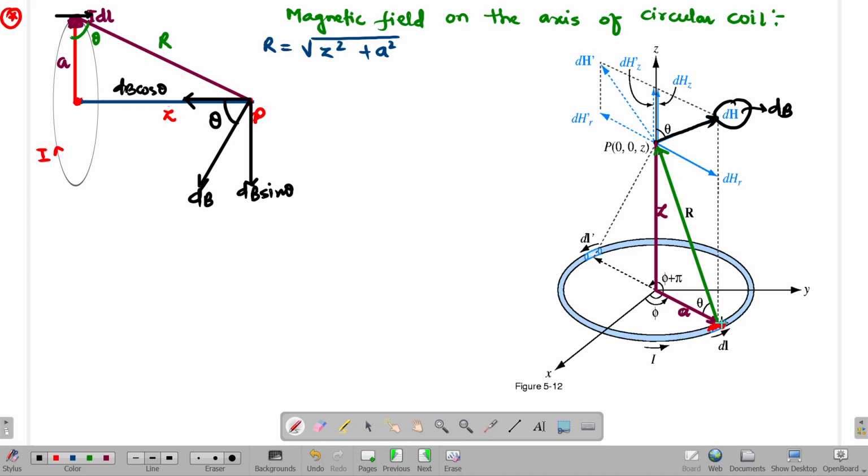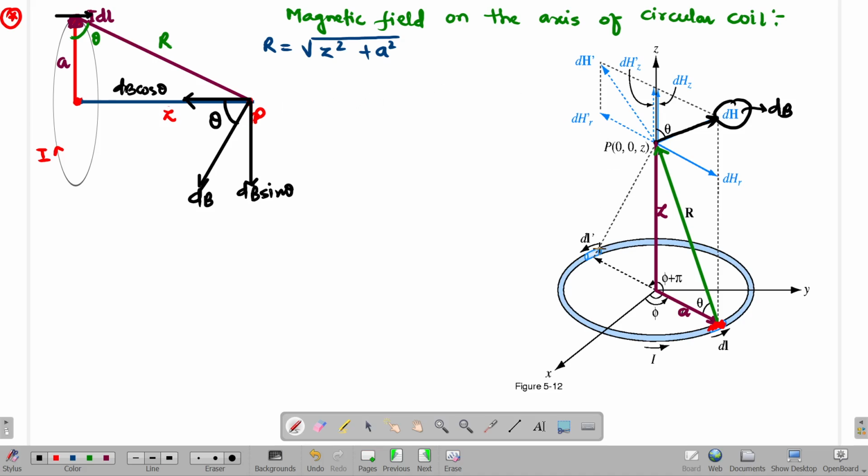When you observe, see, if I consider an I dL just identically opposite of it, for this also there will be two components or not? Hello, can you hear me? Once again. Okay, 1 minute. Okay, now it is audible.